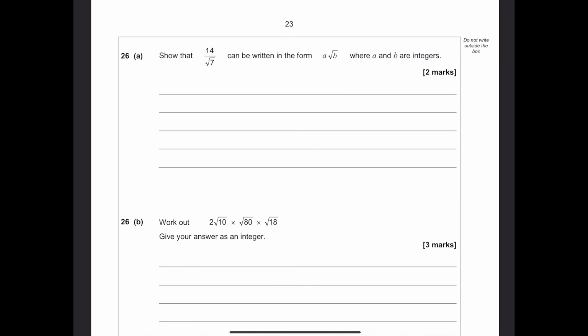Show that this can be written in the form a root b. So rationalising the denominator when we have this, what we want to do is just multiply by the root at the bottom, and we're going to get 14 root 7 over 7. That is simply our answer.